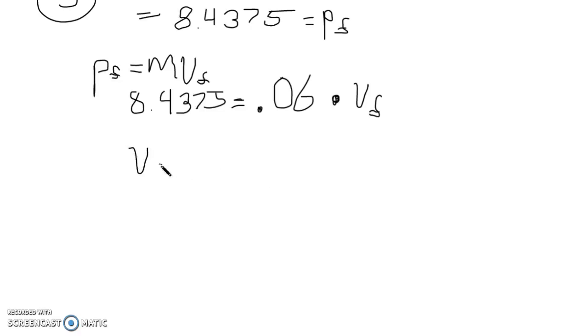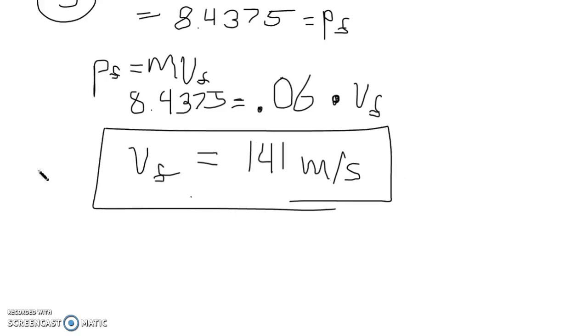So now, doing some basic math, we all know that 8.4375 divided by 0.06 equals 140.65. Actually, again, we're going to round this to 141 because of 3 sig figs, and it's measured in meters per second because it's velocity, and that's our final answer. Now, step 5.